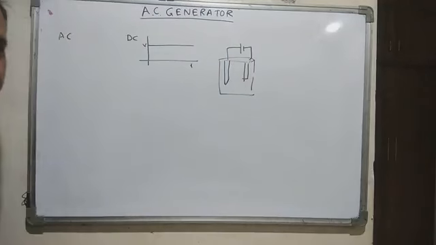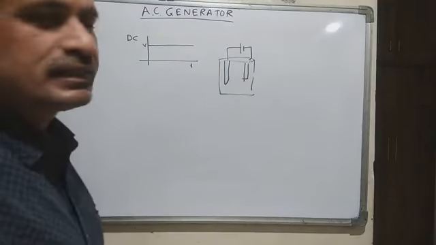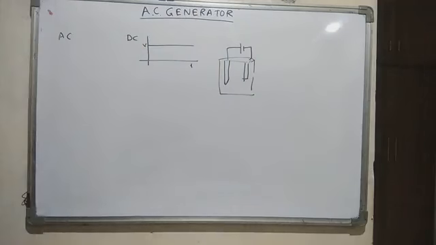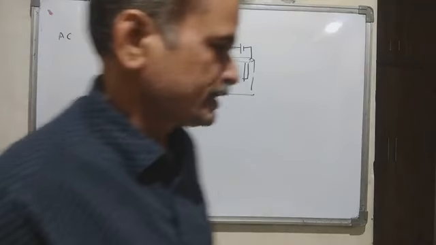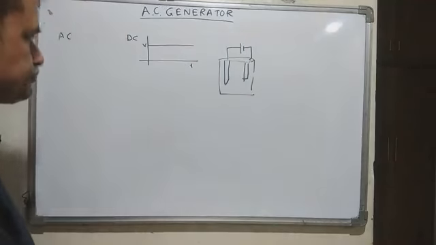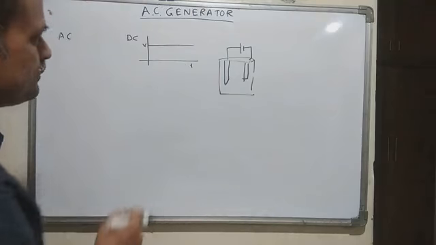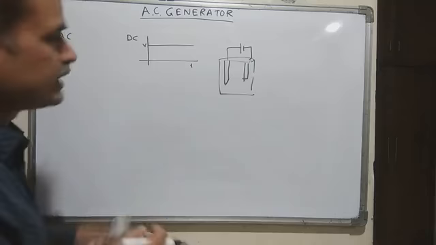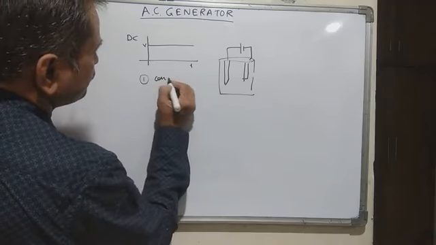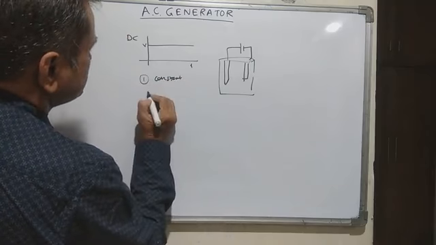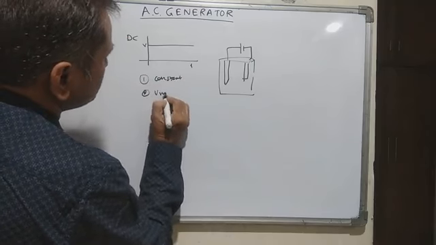AC can also be converted into DC. That is a different part. We have seen in the semiconductor topic that AC can be converted into DC and we can use it for our home appliances which require DC. So this is all about the DC voltage. DC voltage is constant. It is unidirectional.